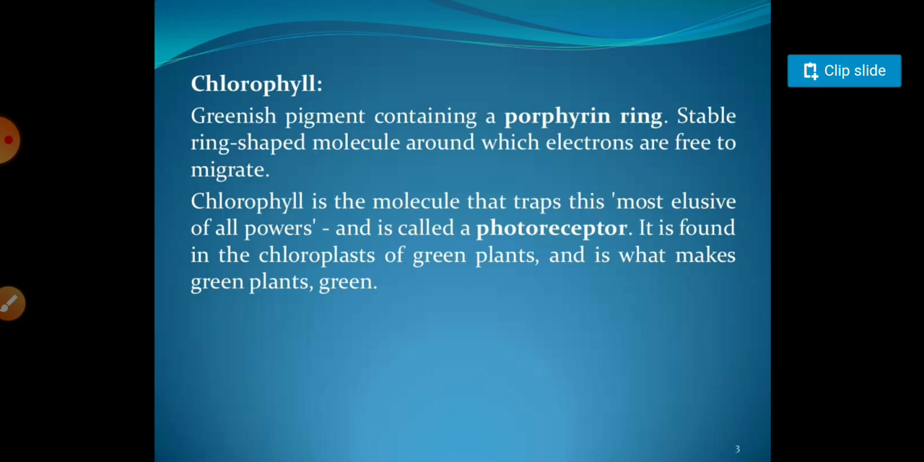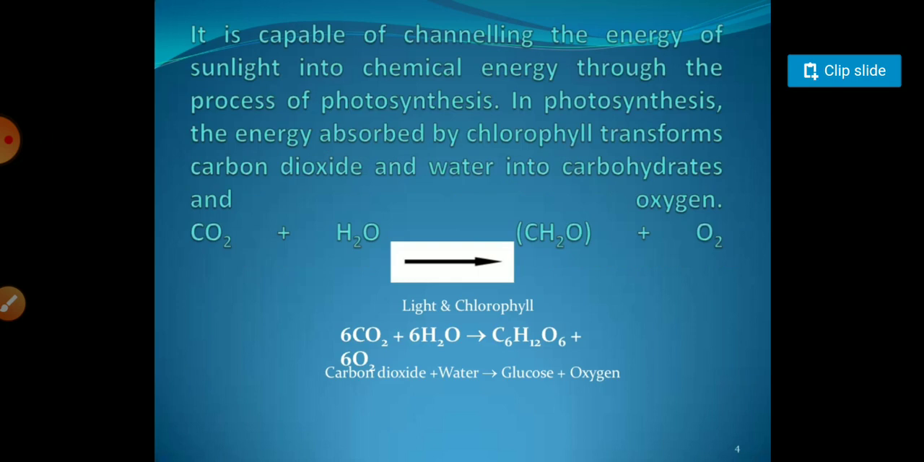Chlorophyll is a green pigment that contains a porphyrin ring, a stable, ring-shaped molecule. It has electrons with free migration. Chlorophyll is a molecule that traps light energy, and it is also known as a photoacceptor. It is present in the chloroplast of green plants, which makes them green.